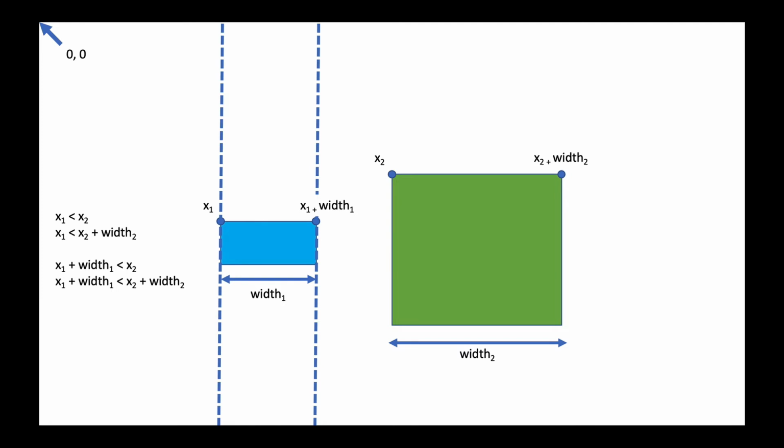So over here on the left, you can see that I have defined all of the possible situations. There's only 4 for the x-coordinates. And you can see in this default scenario, x1 is less than both the x2 and x2 plus width, and x1 plus width similarly so.